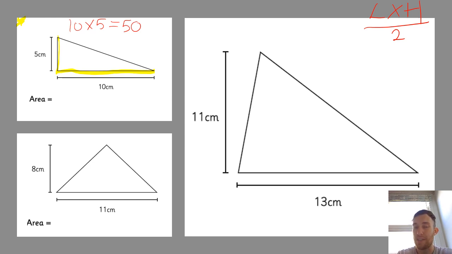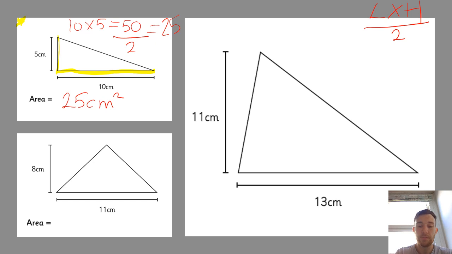However, it's a triangle, so it's half of that. So I'm then going to divide that 50 by 2, which equals 25. So therefore the area of this particular triangle is 25 centimeters squared. And again, we still put the squared because it still shows us how many squares we can fit inside of this particular triangle.